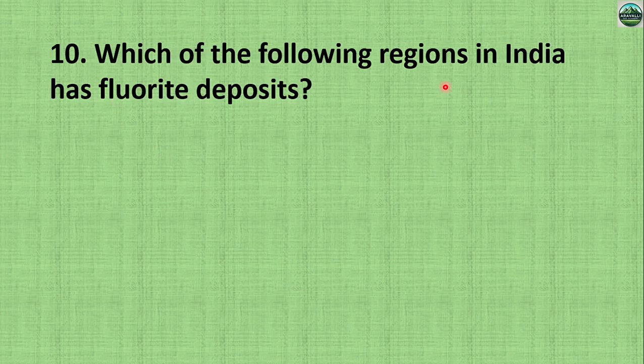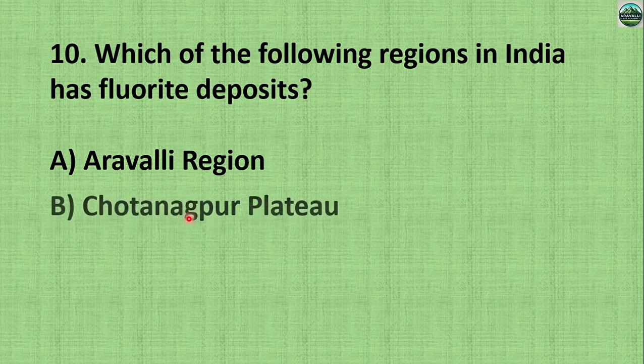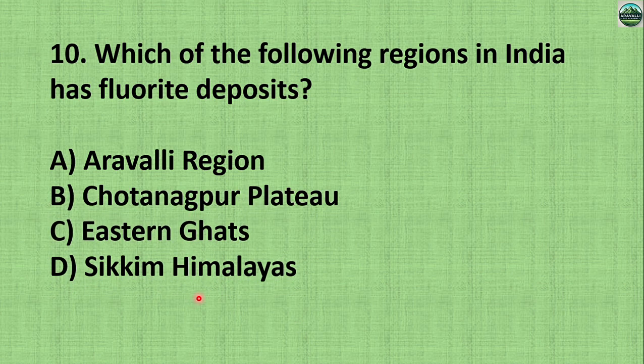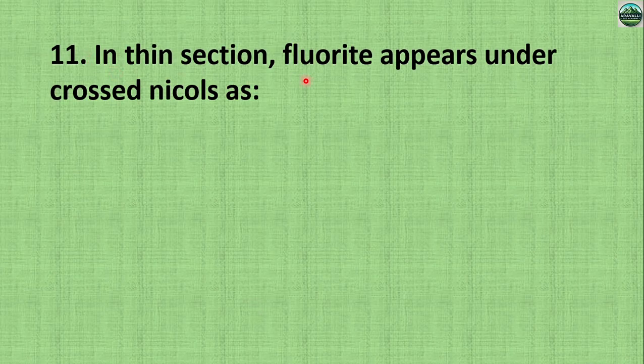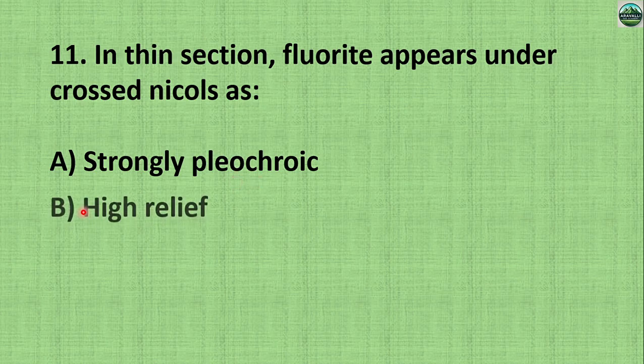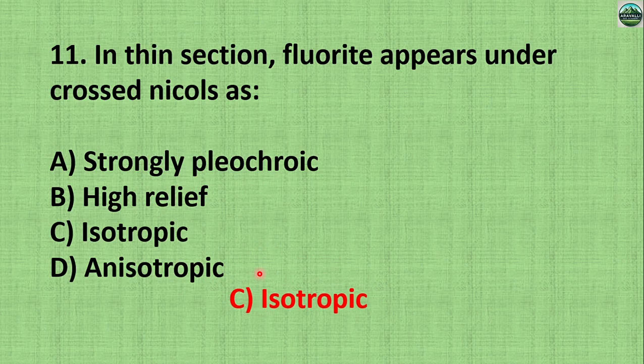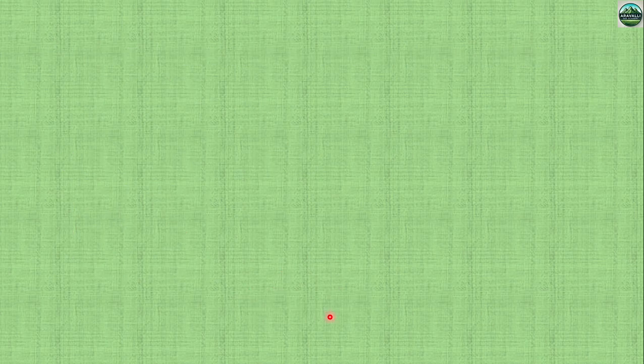Next, which of the following regions in India has fluorite deposits? Aravalli region, Chota Nagpur Plateau, Eastern Ghat, or Sikkim Himalaya. Which region of India is famous for fluorite deposits? Correct answer is the Aravalli region. Next, in thin section, fluorite appears under crossed nicols as strongly pleochroic, high relief, isotropic, or anisotropic. We already know fluorite crystallizes in the cubic crystal system, so this is an isotropic mineral under crossed nicols.